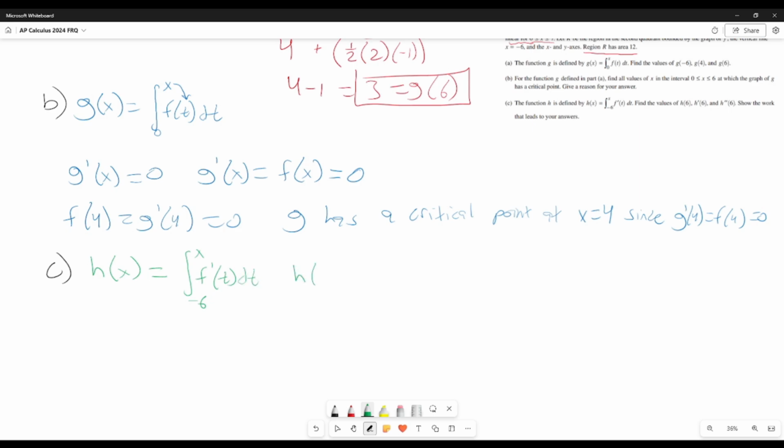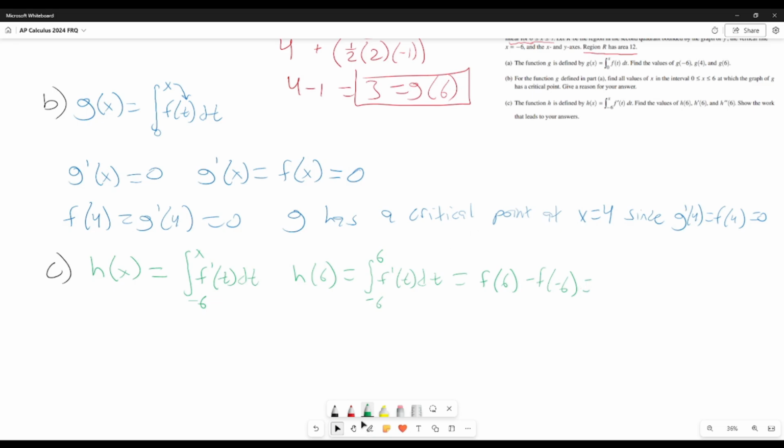It wants us to find h of 6, and that is going to be equal to the integral from -6 to 6 of f prime of t dt. Now remember, we're just going to take the antiderivative of this, which is just going to be f, and we're going to plug in the upper limit minus the lower limit.